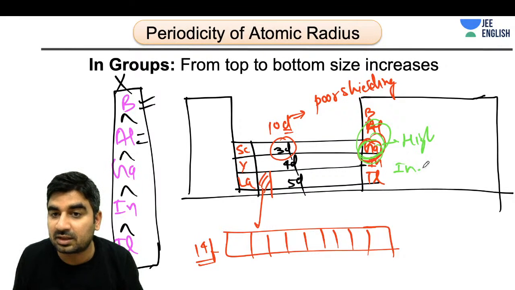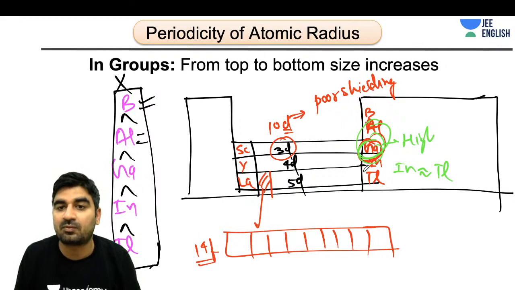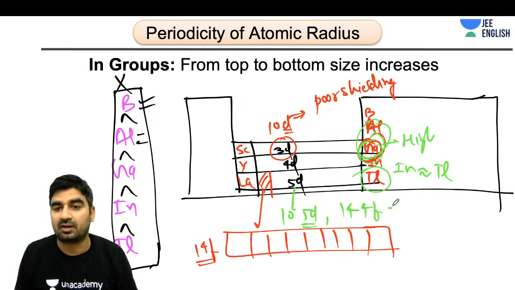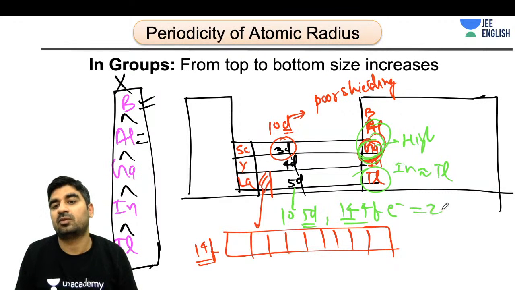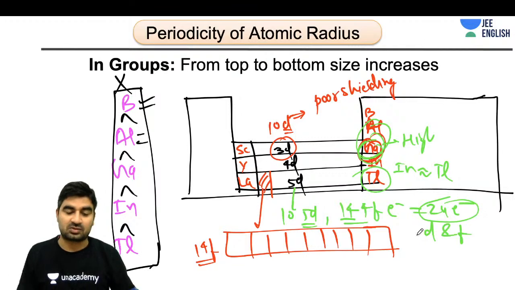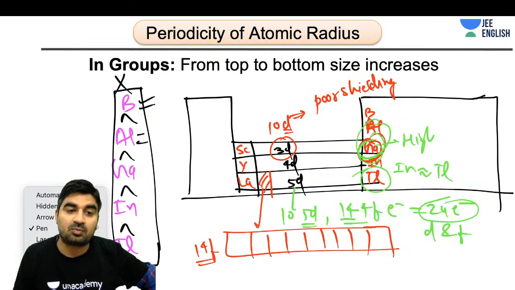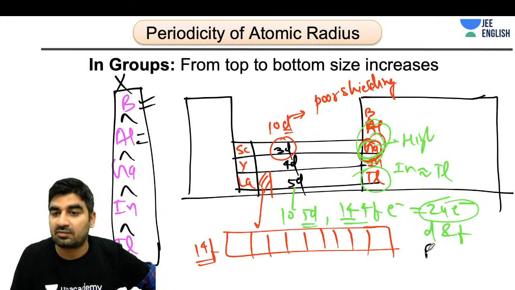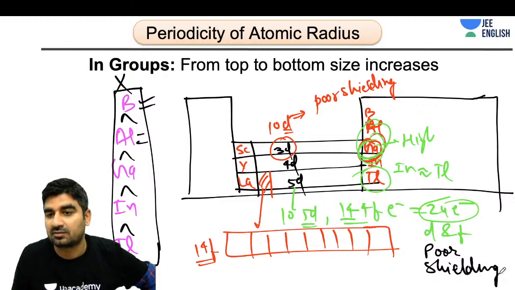Now what will happen? Why indium and thallium are approximately same? Before thallium, we have 10 5d electrons and we have 14 4f electrons. So overall we have 24 electrons, D and F, and these 24 electrons have very poor shielding effect.